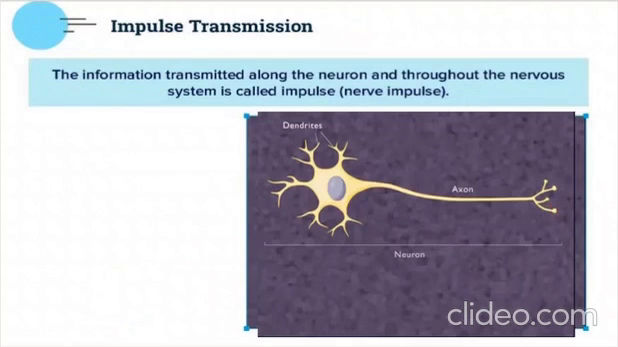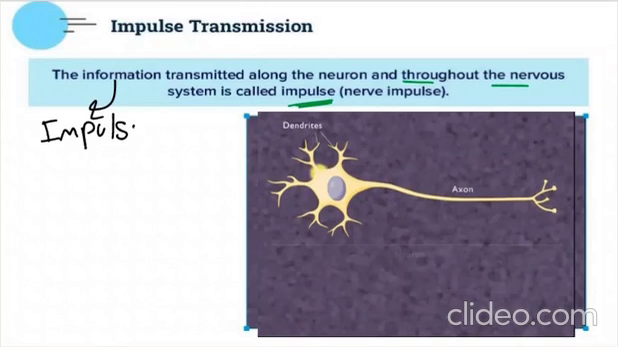All right, now, what is impulse transmission? That is an important thing. Let me explain. Impulse transmission means how does the impulse, that is the electrical signal, get transmitted from one place to another? The information transmitted along the neuron and throughout the nervous system is called impulse. So that information which is going on, from taking or giving, is known as the impulse, or the nerve impulse.